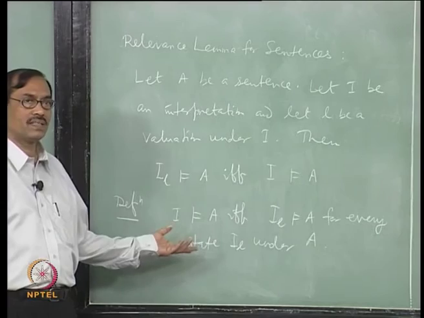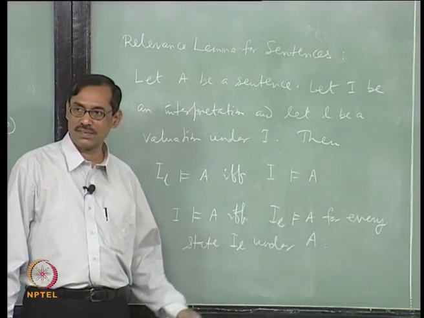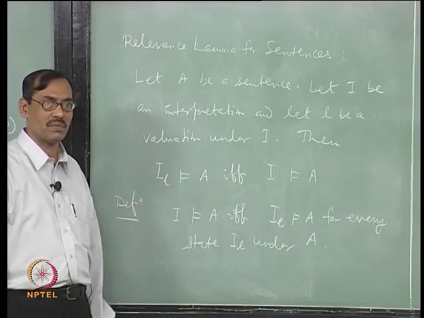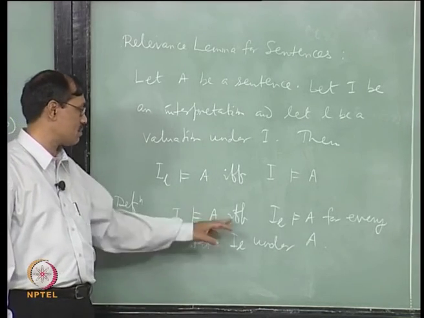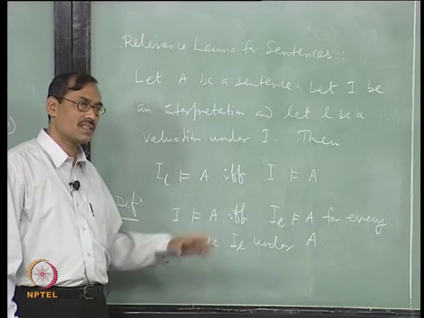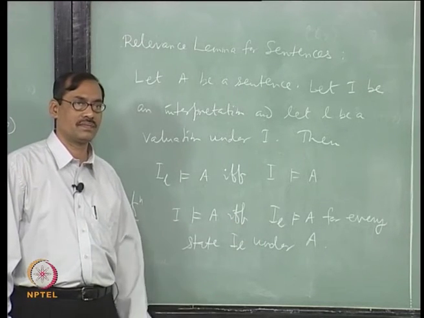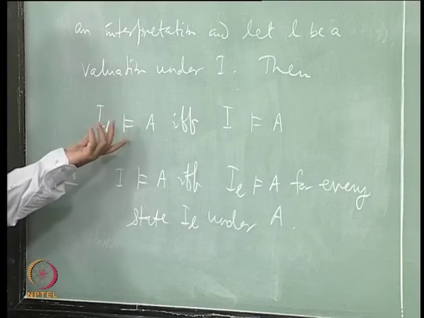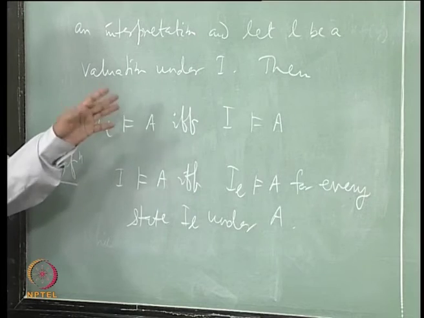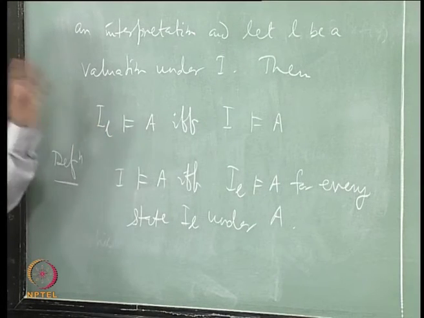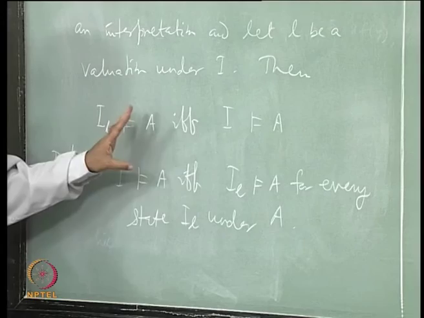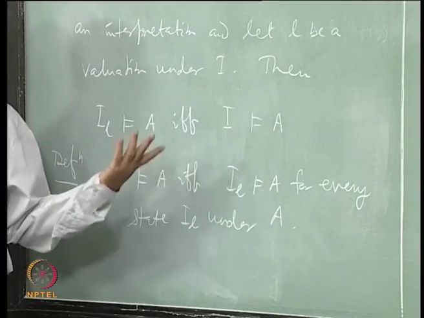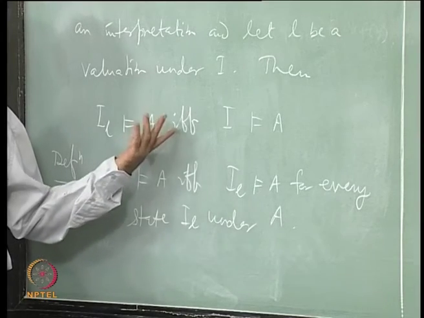So, we have only defined satisfaction from the state's point of view, how a state satisfies a formula. Now, we are defining how an interpretation satisfies a formula. An interpretation satisfies a formula if and only if all states under the interpretation satisfy it. So, this now says any two states you take, they either satisfy or do not satisfy together. If one of the states satisfies, then everyone satisfies. Conversely, if everyone satisfies, then that one also satisfies. So, this is what it says.